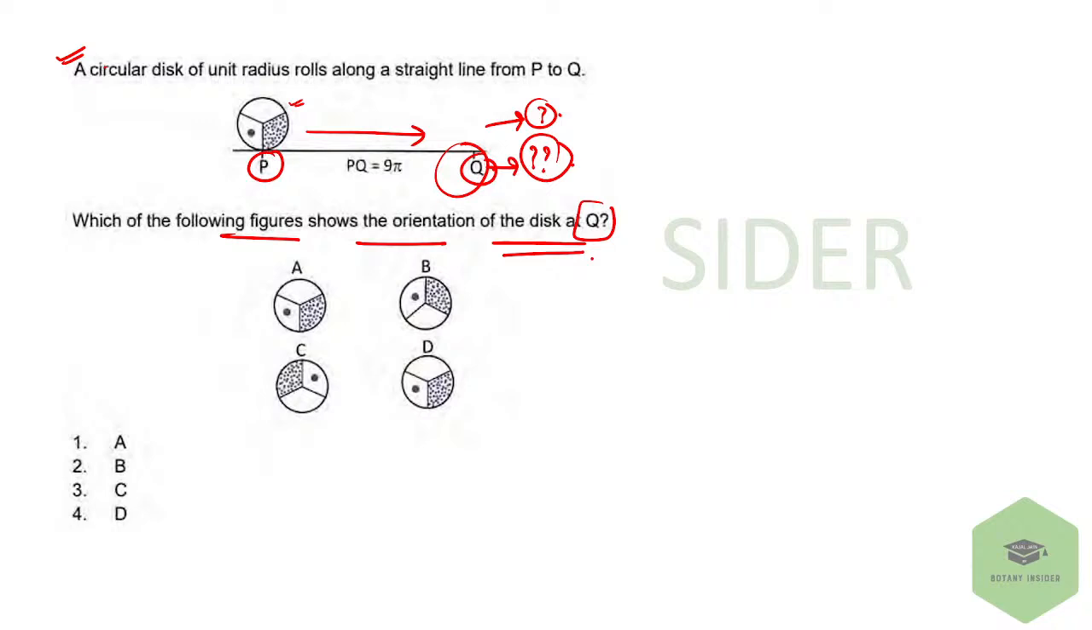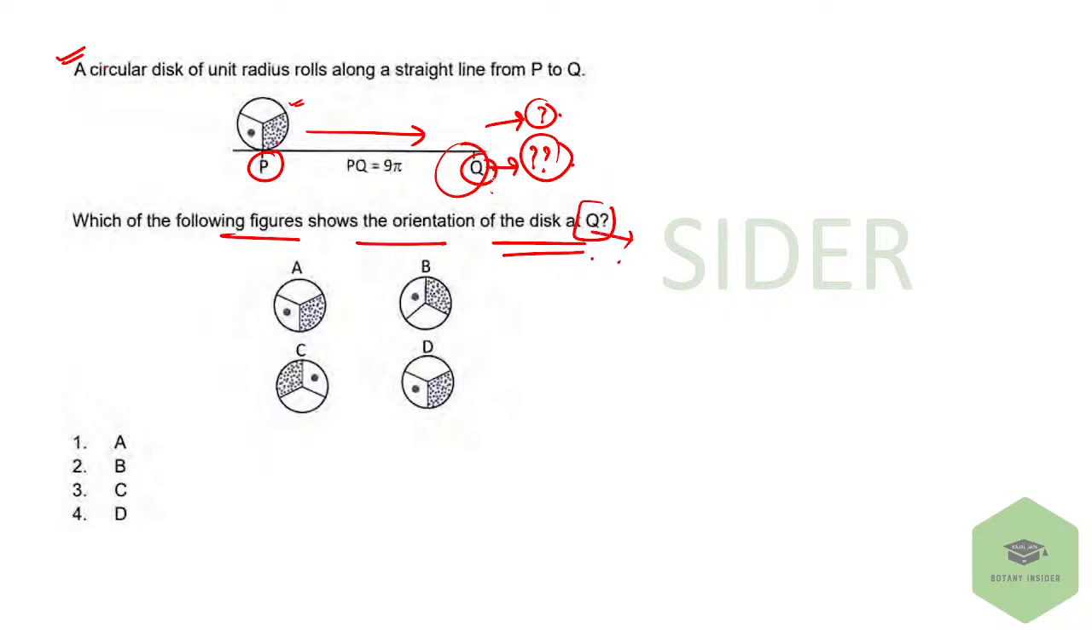Everyone mark the answer for the question. It's not difficult. You have to understand the question. You have to understand the basic principle behind this, and you'll be easily able to solve it. So, a circular disc of unit radius rolls along a straight line from P to Q. Which of the following figures shows the orientation at Q?